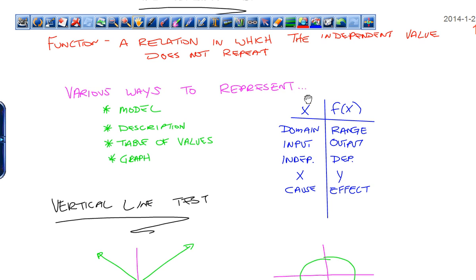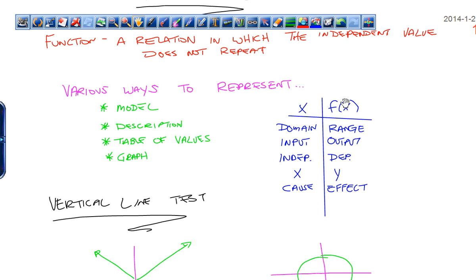Let's go to my t-chart right here. I got x and f of x. Hopefully by now you figured out f of x is the same thing as y. So for our x's, we got domain, input, independent, x, and then the cause. And then f of x: range, output, dependent, y, and the effect. I think we're good on that.